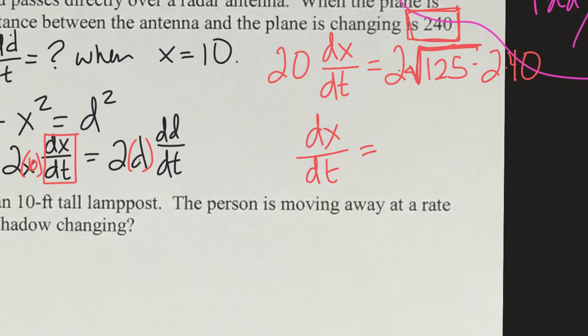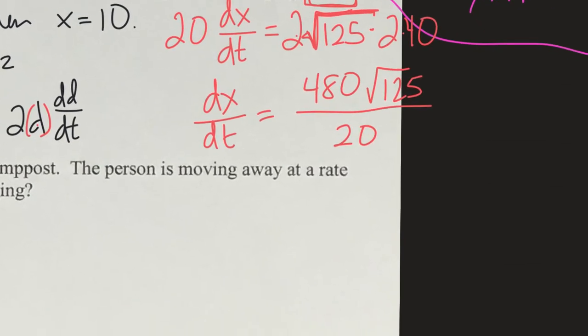So 2 times 240 is 480. Root 125 over 20. Now, if this were an FRQ, calculus would give you that point, right? That is a completely awesome point, and I believe our rate is miles per hour. Now since we're a little bit smarter, if this is a multiple choice, chances are we're going to have to simplify this. So 480 divided by 20, that is 24 roots of 125 miles per hour.